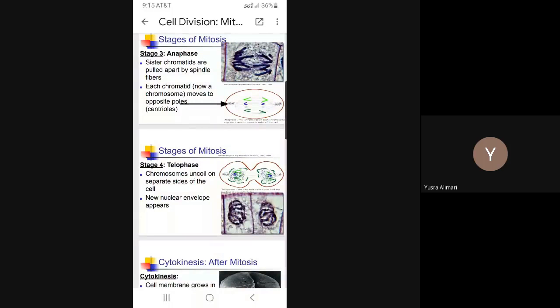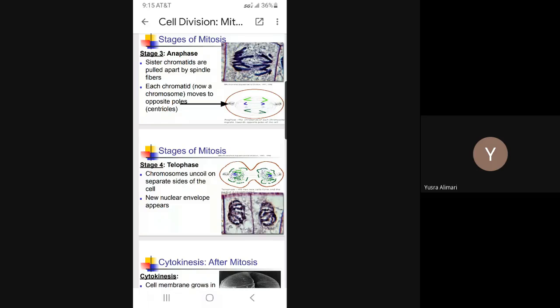So telophase is our final stage of mitosis. This is where, now that everything is fully separated, the chromosomes don't have to be quite so condensed anymore, so they start to become a little bit looser. And we get a new nucleus forming around each of them.